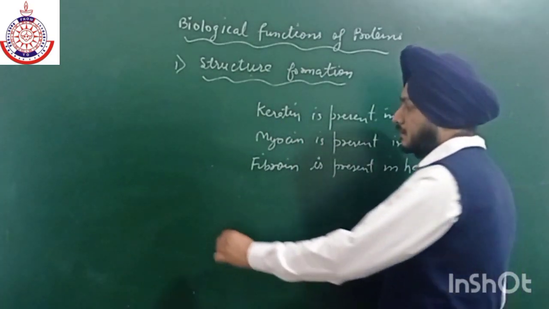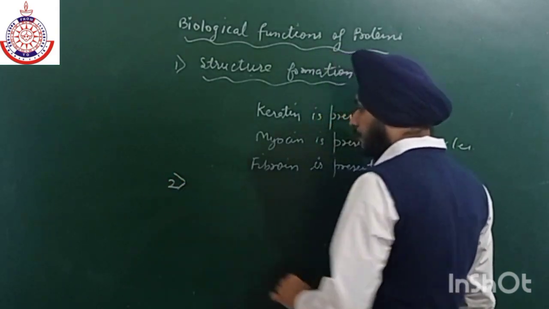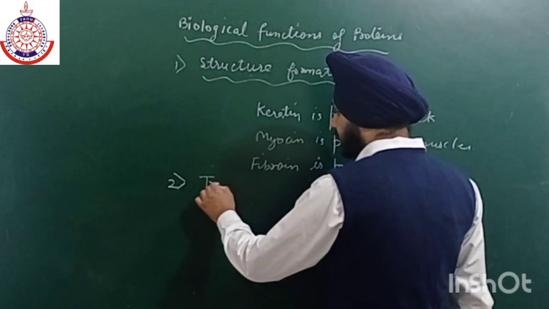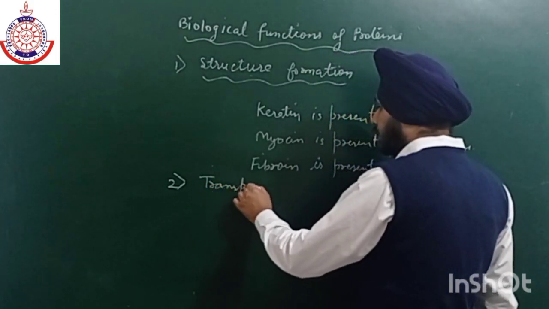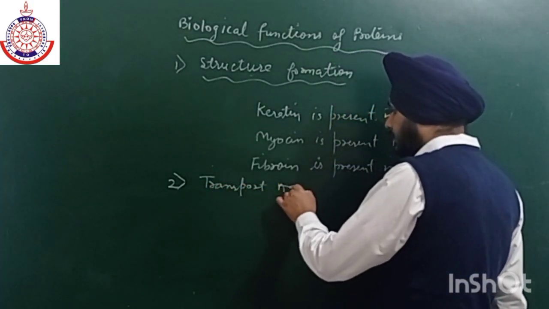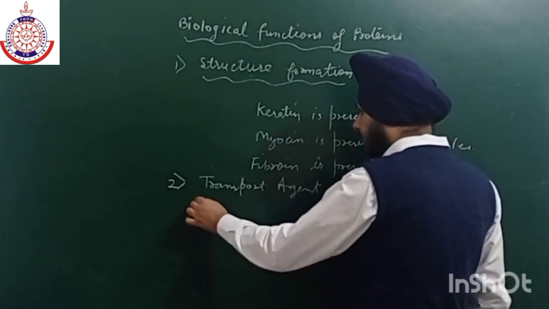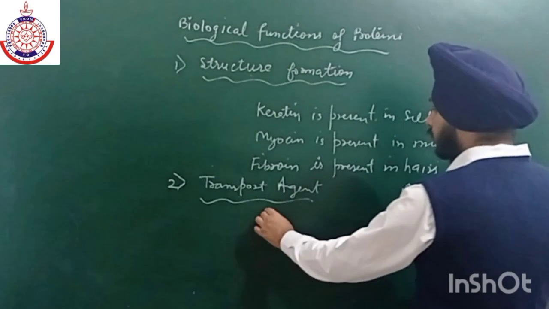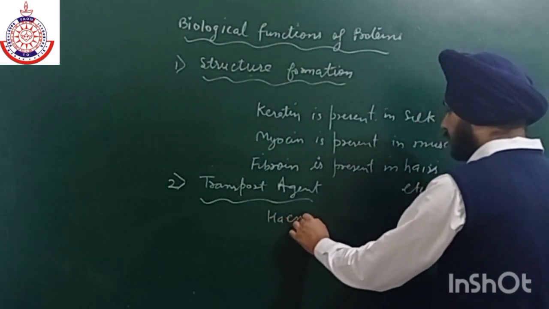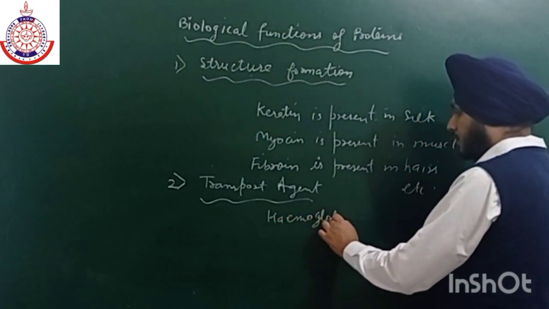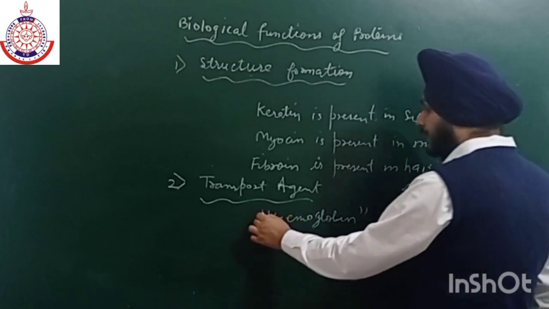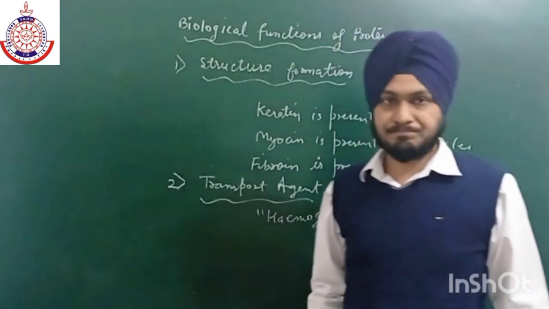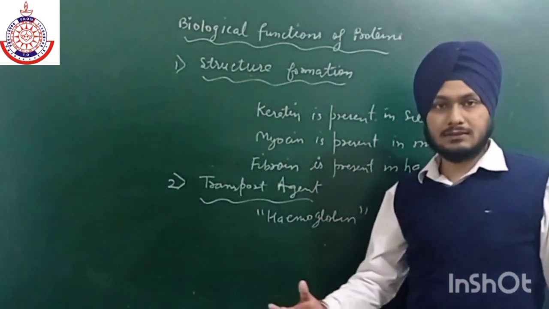Now the second is some biological activities. They are also used as a transport agent, and the best example of a transport agent is hemoglobin. Okay, hemoglobin is the best example. How is hemoglobin acting as a transport agent? It takes oxygen.